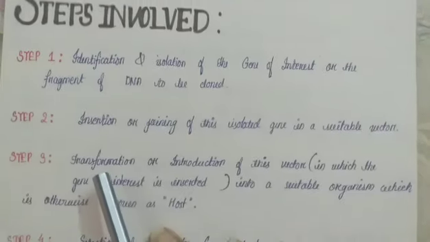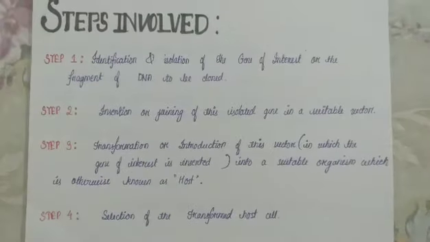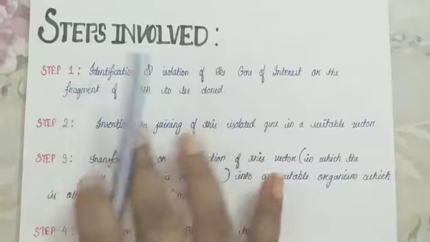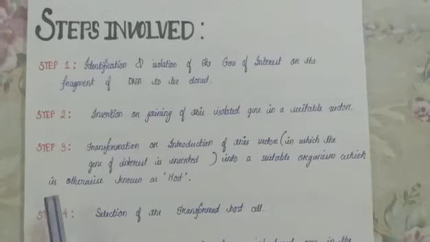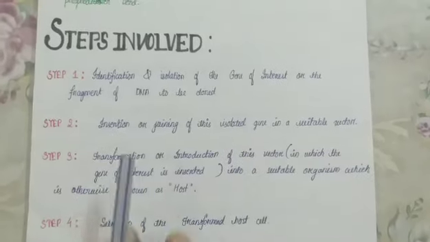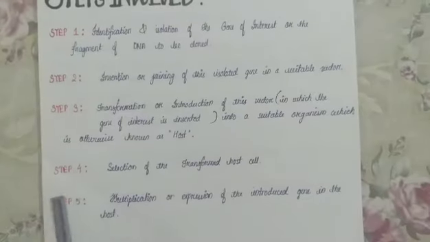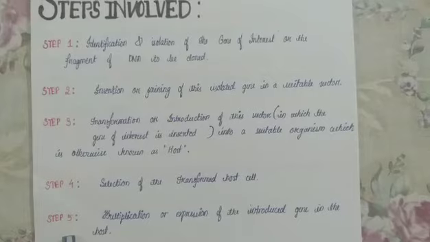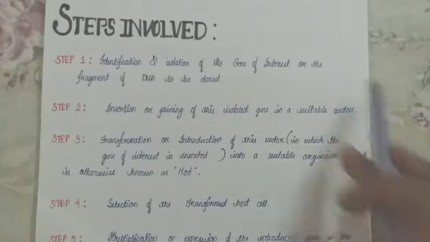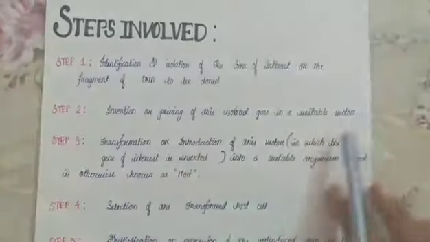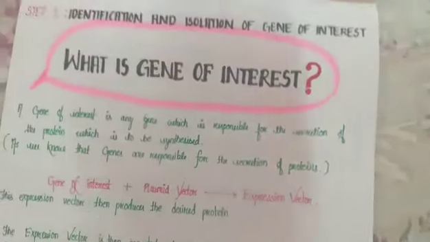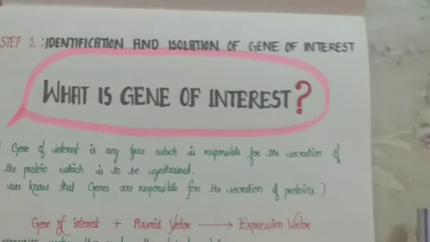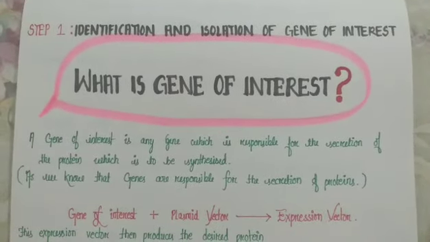So, without further ado, let us get into the topic, which is what are the steps involved in rDNA technology. There are just 5 steps involved in rDNA technology, which are described below. Let us first get into the first step, which is identification and isolation of gene of interest. What is it, and how is it done?